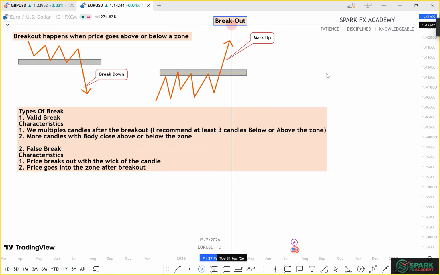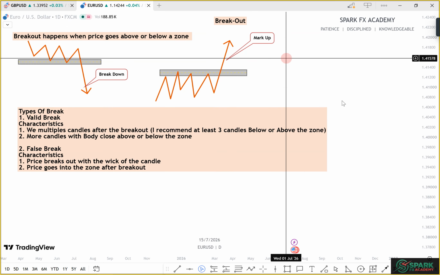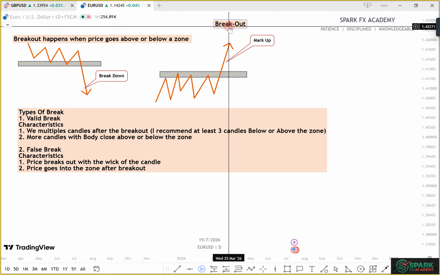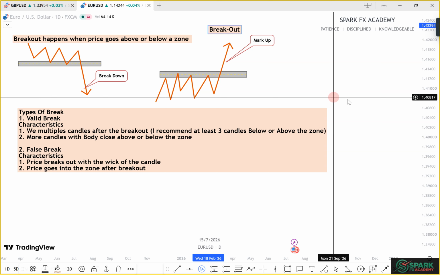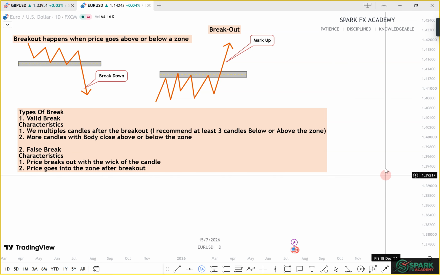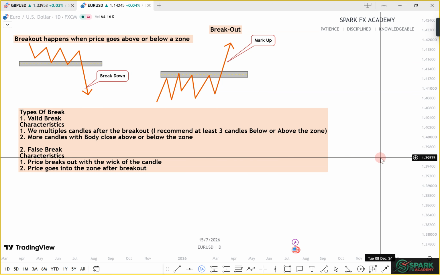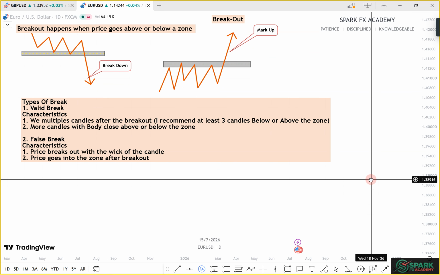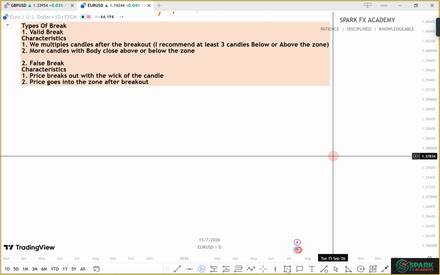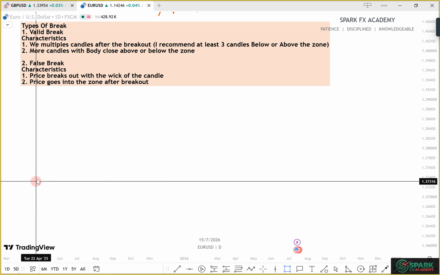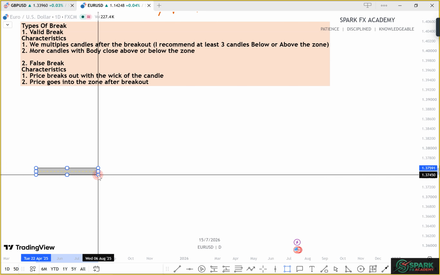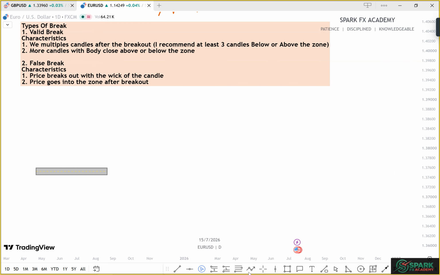Okay, so let me explain what I'm going to talk about. I said that a valid breakout is when price breaks with multiple candles after the breakout, and I recommend at least three candles. And then we have more candles with body close above or below the zone. Number two, false breakout. The characteristics is when price breaks out with the wicks of the candles. And number two, price goes into the zone after breakout. So let me show you a false breakout, and we'll look at it practically. Let's say this is a zone. I'm going to show you false breakout and valid breakout.